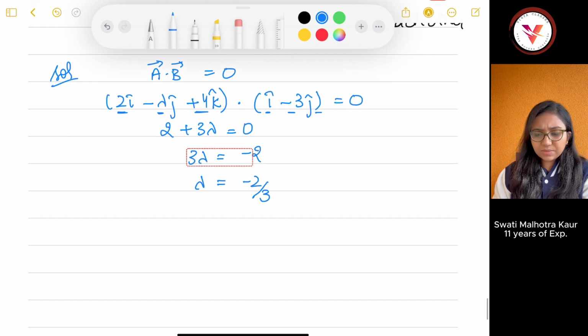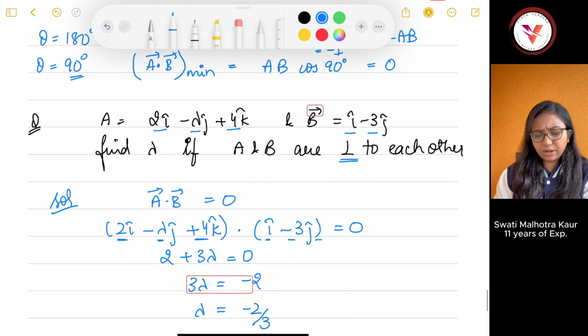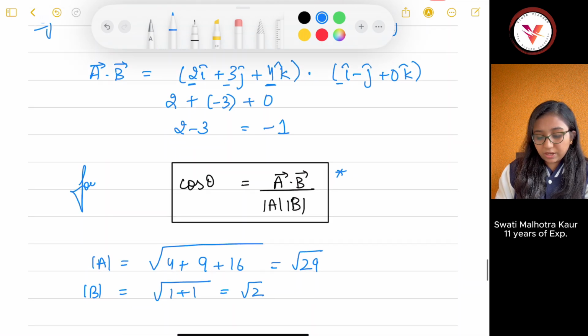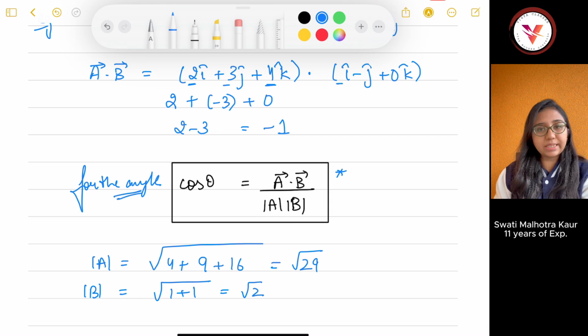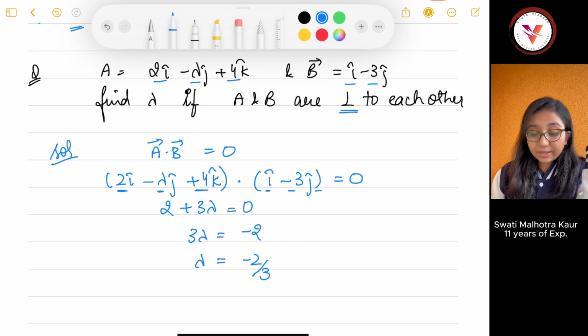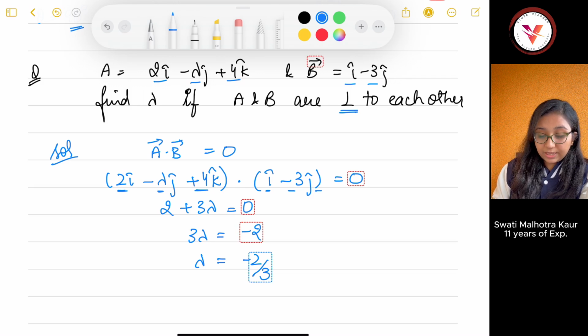Sometimes they ask what's the angle. If you want to calculate the angle between the two vectors, use this formula: cos theta is a dot b upon magnitude of a magnitude of b. But for perpendicular you can use a dot b is 0.